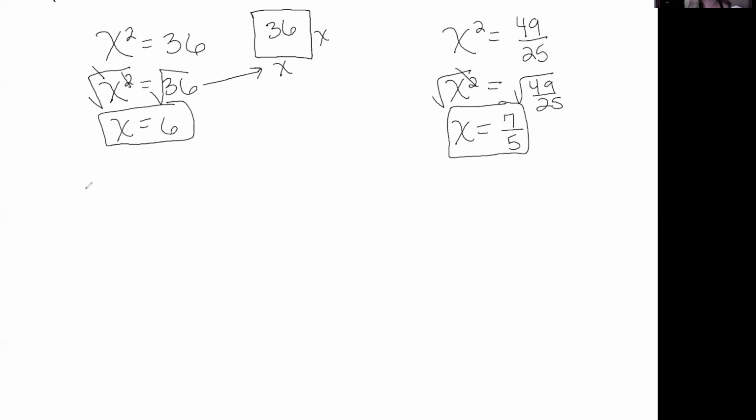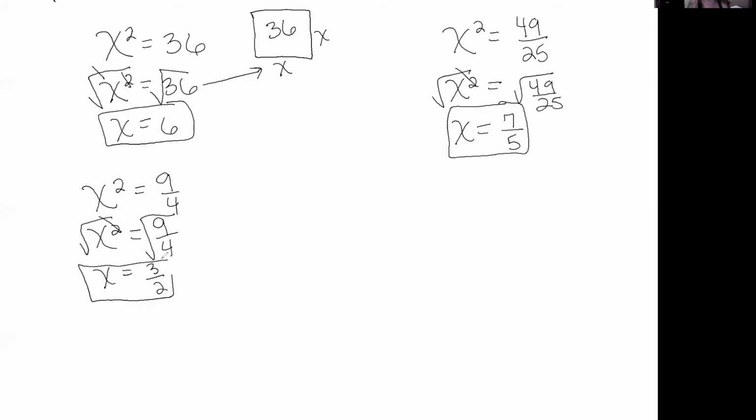Let's do another one. We're going to do x squared equals 9/4. So I want you to try this, pause the video and do this on your own, and then come back and see if you got it right. So you should have gotten 3 halves because 3 squared is 9 and 2 squared is 4.